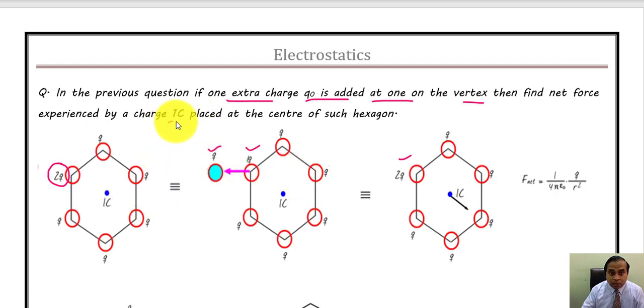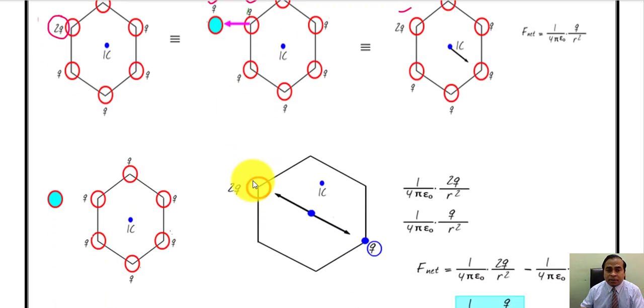Previously the test charge q naught was kept here, and this time at the center 1 coulomb charge is placed. What is the net force experienced by the 1 coulomb charge placed at it? It is very simple. I'll be looking at it this way. First, let us take this extra charge that we have kept, and let it be separate.